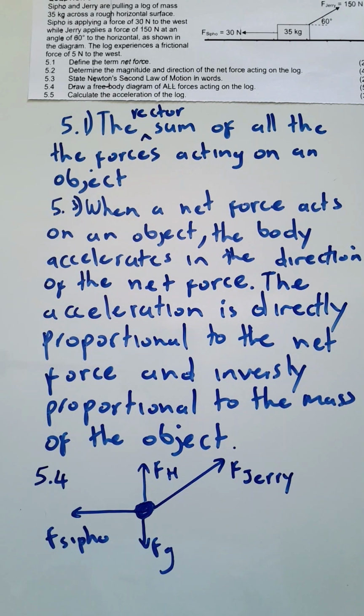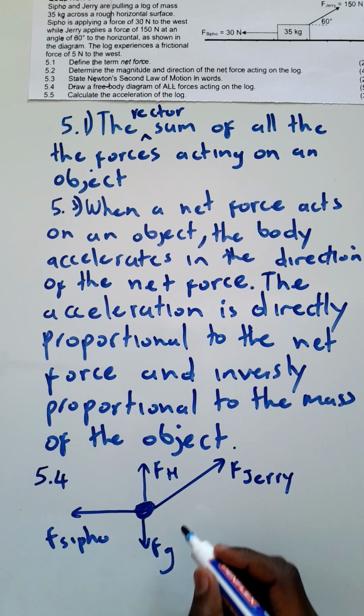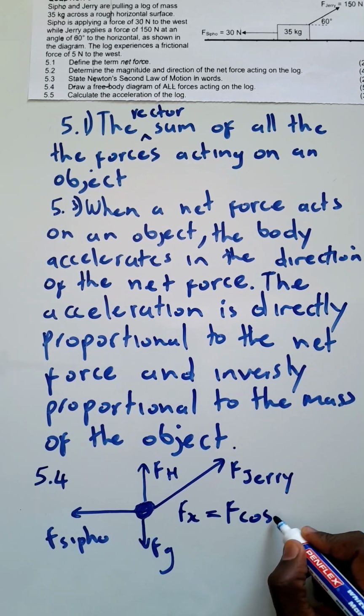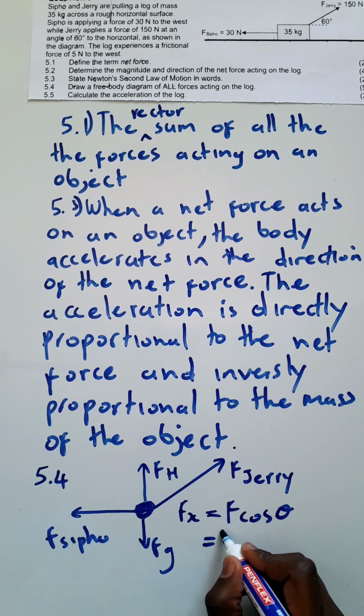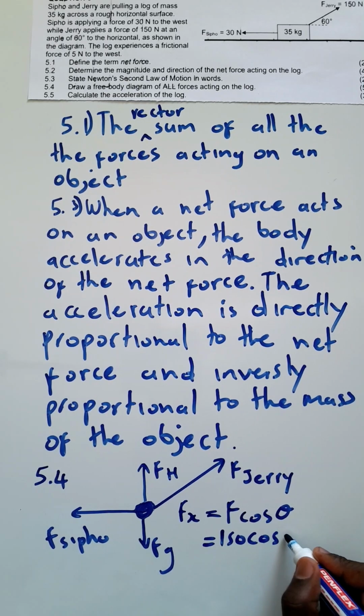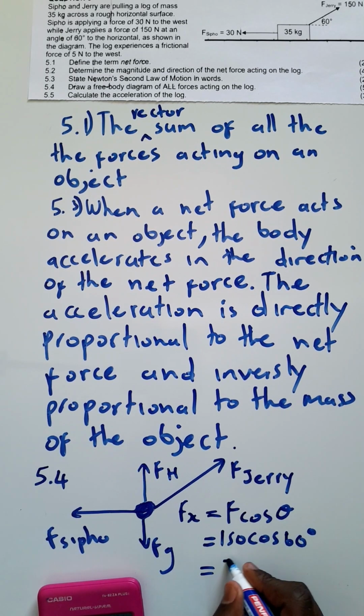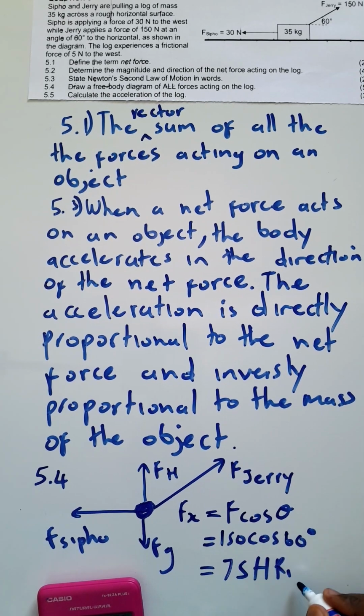In a case like we have now, where we have two applied forces, we need to determine in what direction is the bigger force. But Jerry's force is at an angle, so you need to determine the horizontal component of Jerry's force and compare it to Sipho's force. The horizontal component of Jerry's force will be the force multiplied by cos theta. So it's 150 cos 60 degrees, which gives us 75 newtons, to the right.